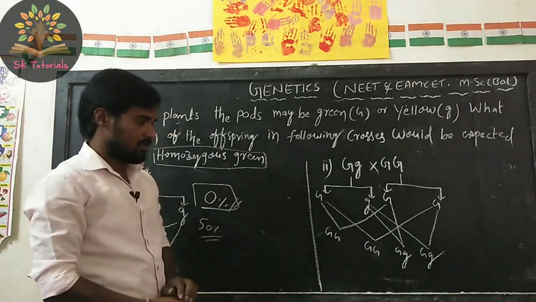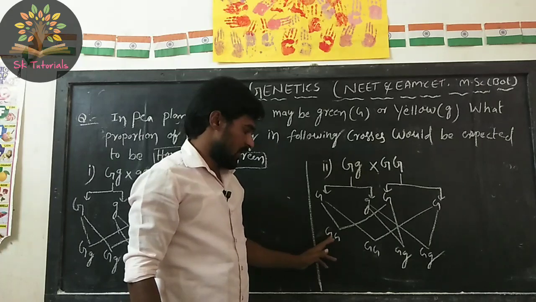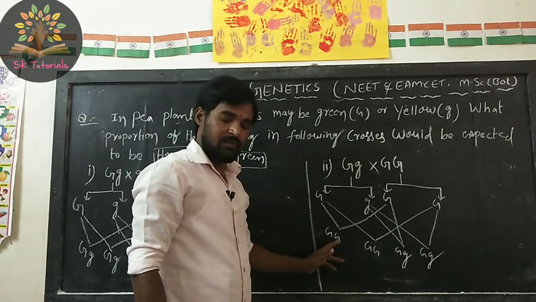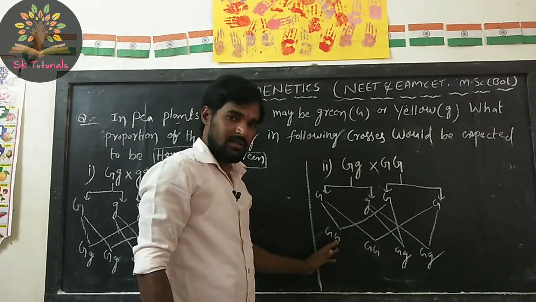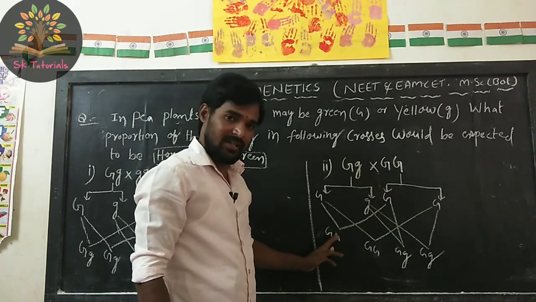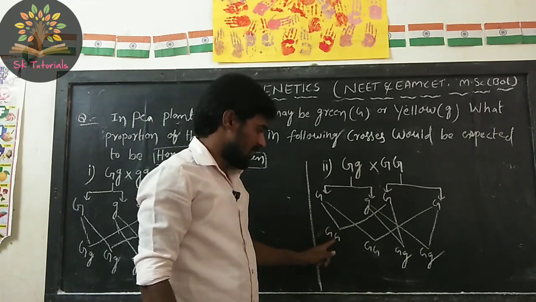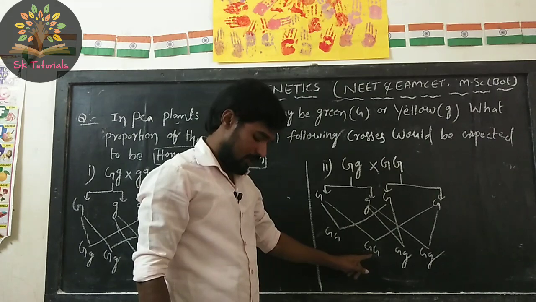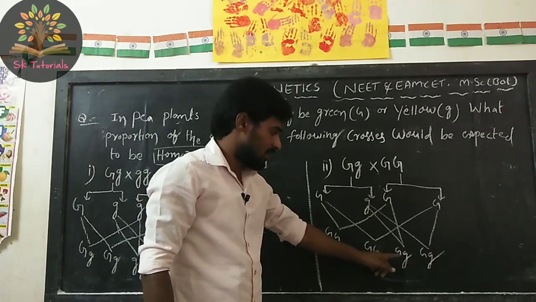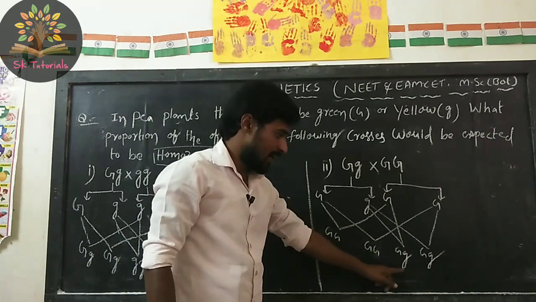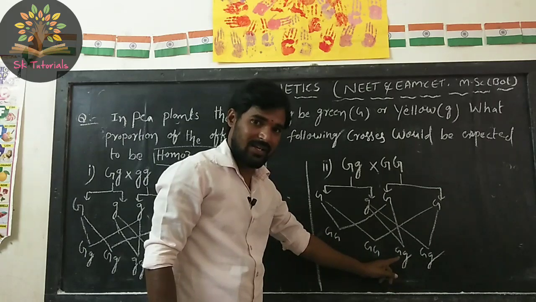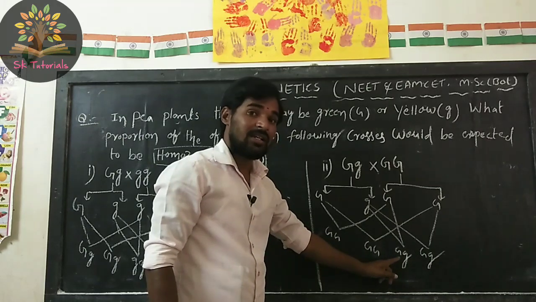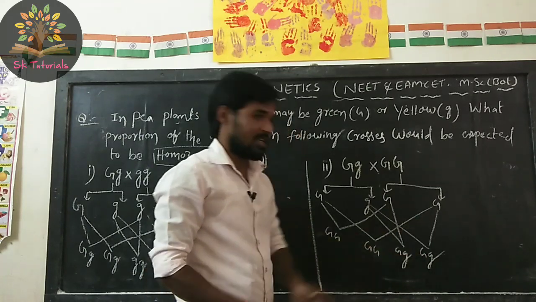Now find out which one it is. Capital G, capital G. Which is it? Homozygous or heterozygous? It is homozygous. Homozygous green. This one is homozygous green. This one is capital G and small g. That is why it is heterozygous green. This one is heterozygous green.